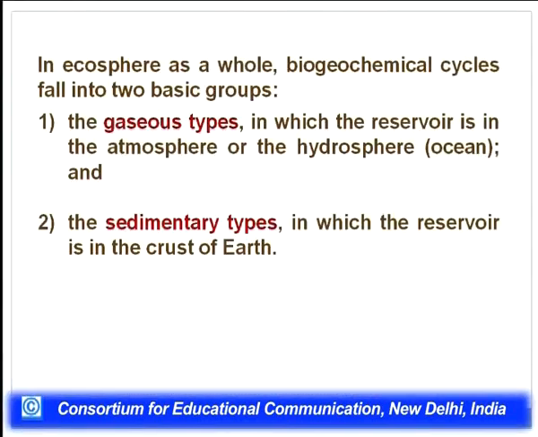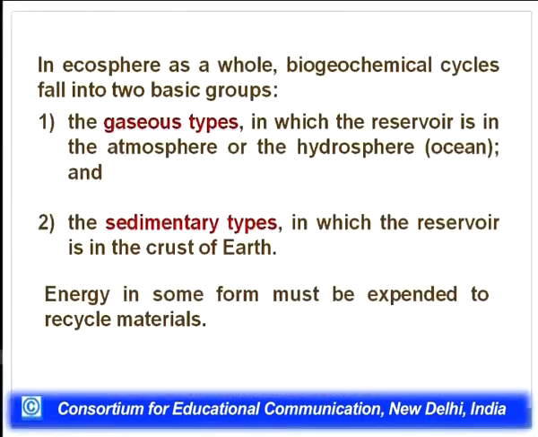Then there are the sedimentary types, in which the reservoir is in the crust of the earth. For example, we will take the phosphorus biogeochemical cycle. Phosphorus is present in the air, but it is not available to the organisms, as most of the phosphorus that is utilized by the organisms comes from the sedimentary beds, so it is from the earth's crust. Such types of biogeochemical cycles are termed the sedimentary types of biogeochemical cycles.